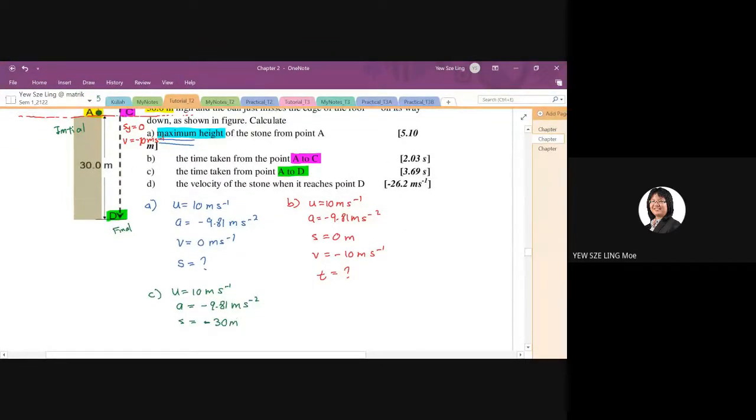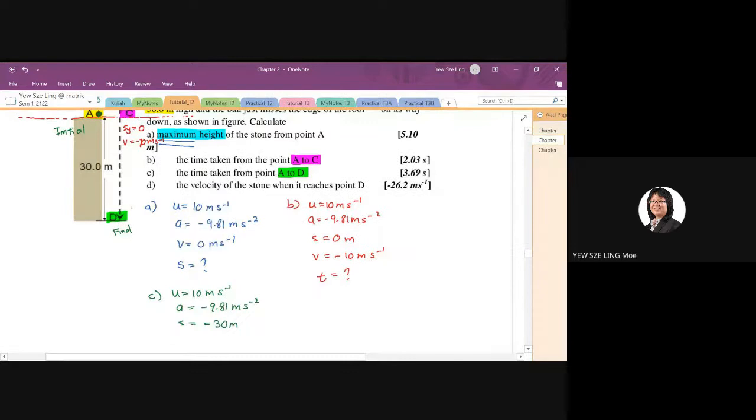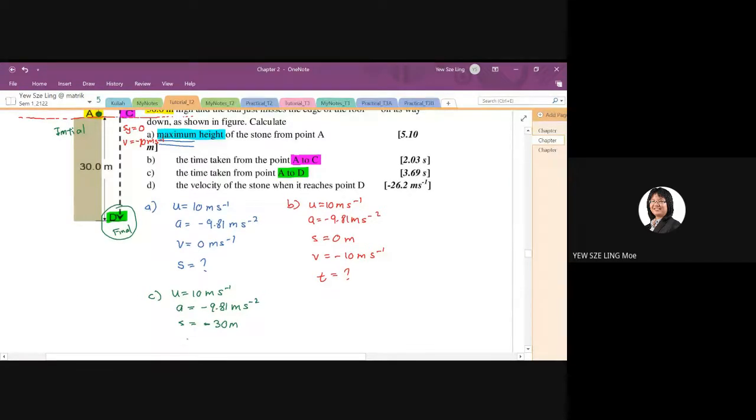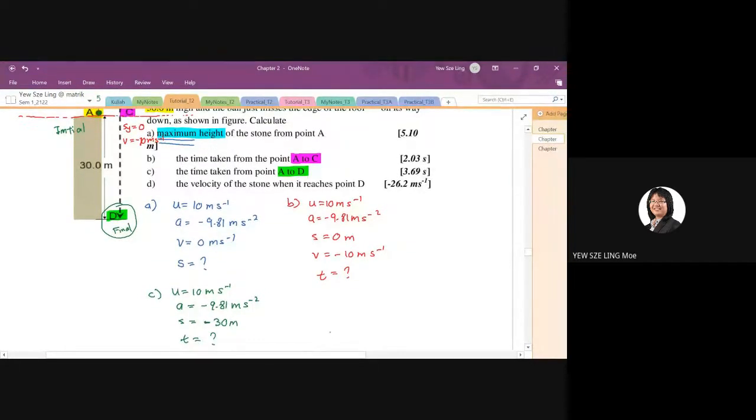So you don't go and find the maximum height and so on to solve these questions. No need. What you need is the distance or the displacement between initial and final position, which in this case equals negative 30 meter because your final position D is located below the initial position. So now that you have S, you have A, you have U, you can then find T.